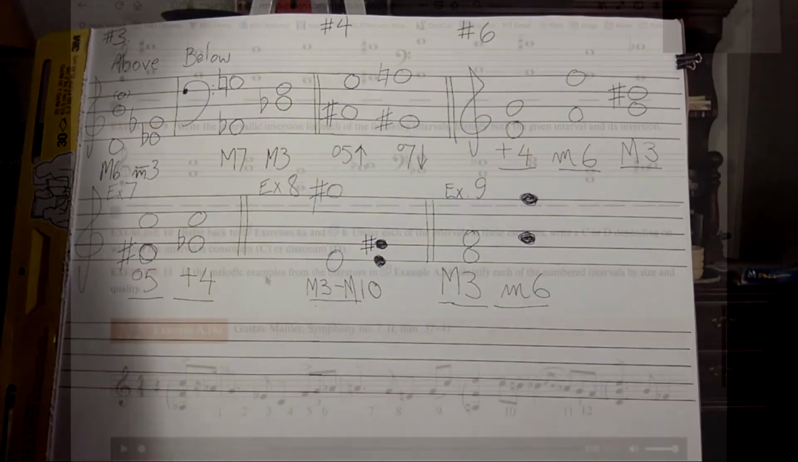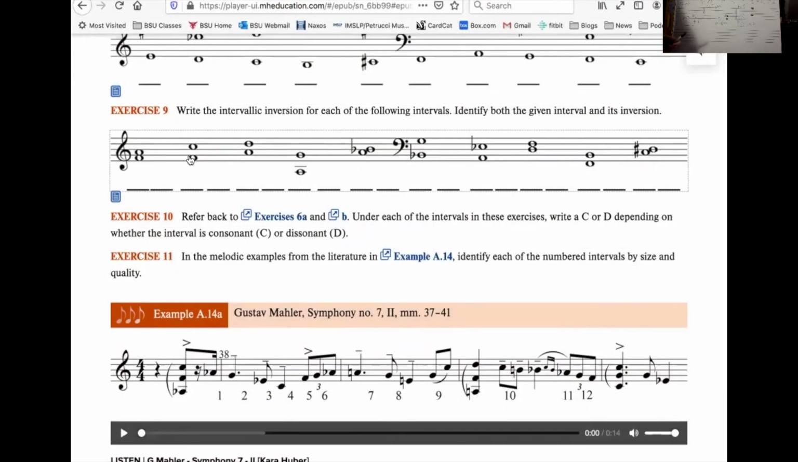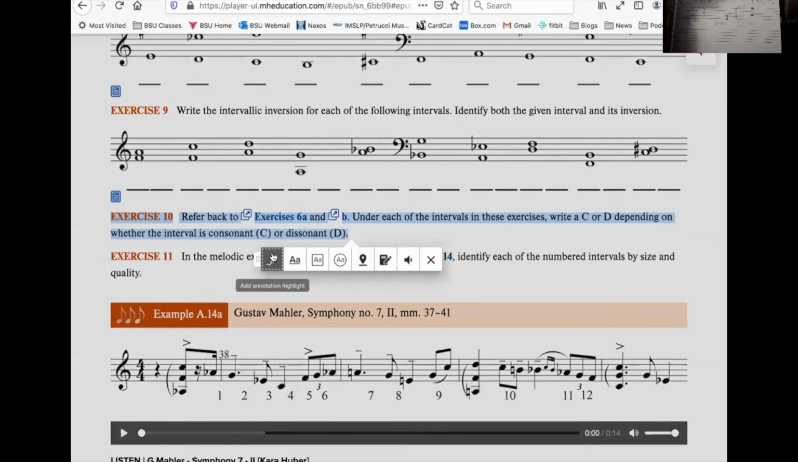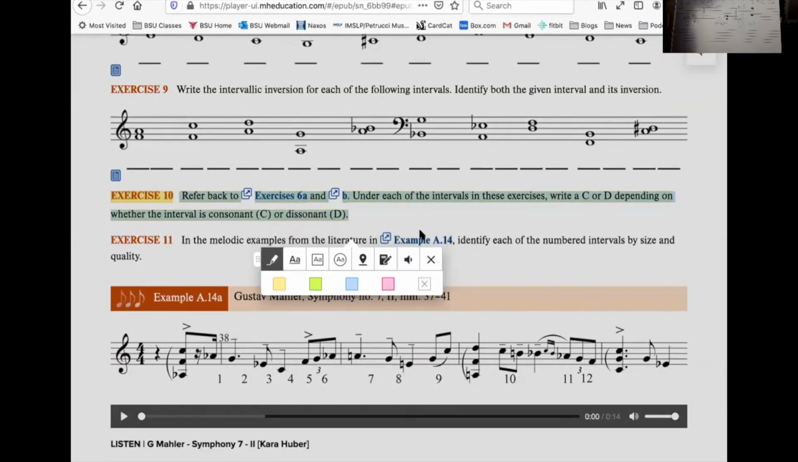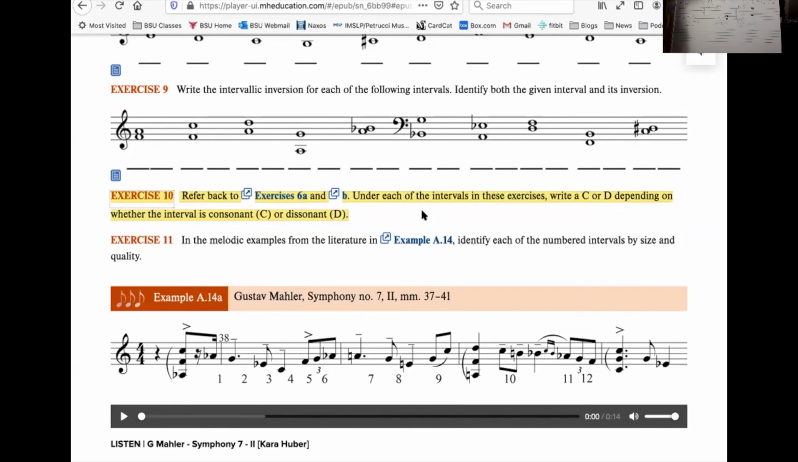It's easy to skip over exercise 10 if you're not paying attention, but notice that exercise 10 is here and it's giving you some instructions. So I'm just going to highlight this for you. Okay, so what this says is to refer back to exercises 6A and B. Those are where you have some harmonic intervals that you need to identify. Under each of the intervals in these exercises, write a C for consonant or a D for dissonant, depending on whether the interval is consonant or dissonant.